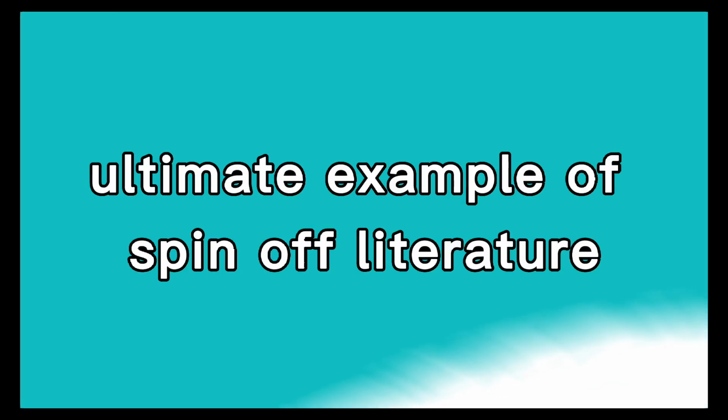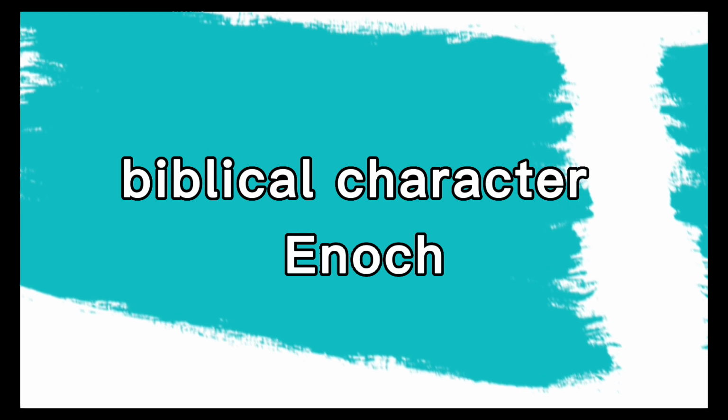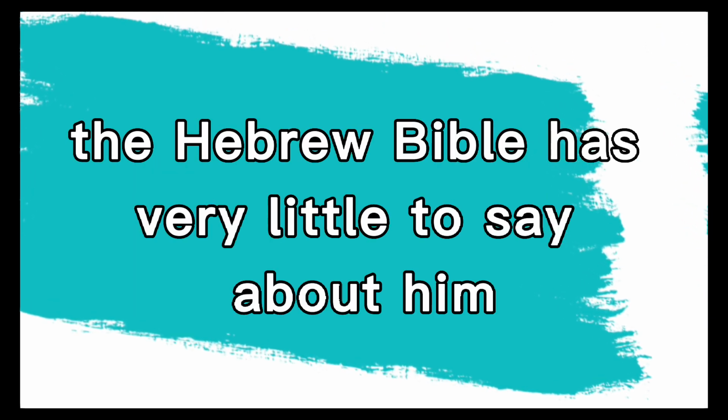The Book of Enoch is the ultimate example of spin-off literature. It's over 100 chapters long, thousands and thousands of words, but it's based off of a fairly obscure biblical character, Enoch. The Hebrew Bible has very little to say about him.